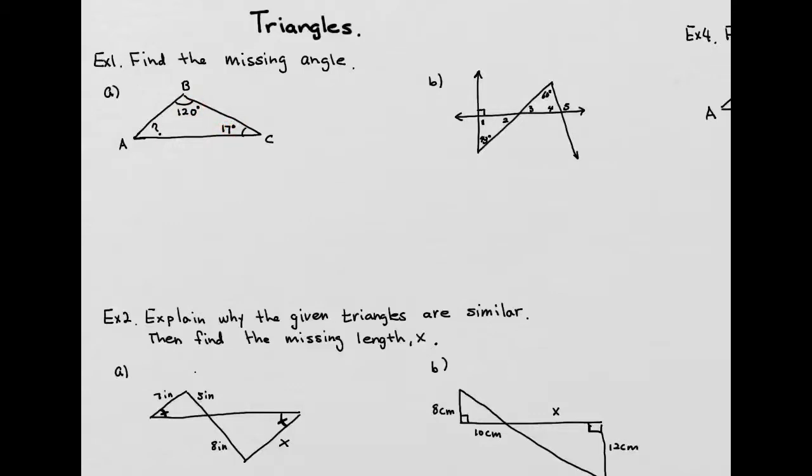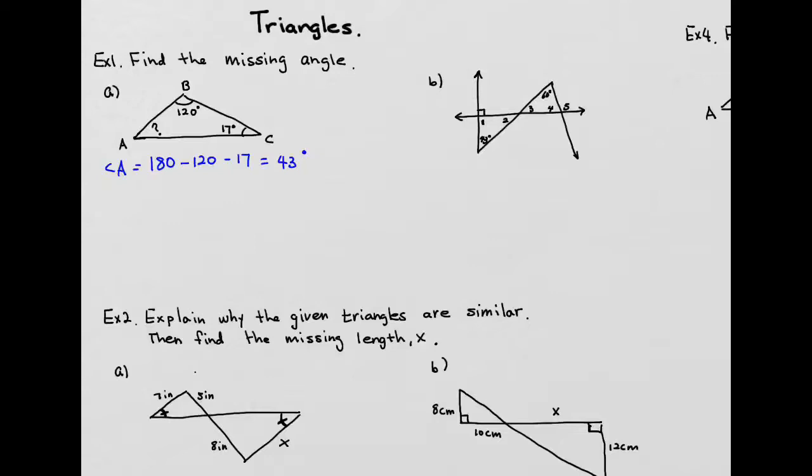One of the definitions we know for a triangle is that if we add all the angles of the triangle, it should equal 180 degrees. So out of 3, 1 is missing, so we should be able to do 180 minus 120 and minus 17 will give you angle A. And when you're subtracting all that, it's going to be 43 degrees.